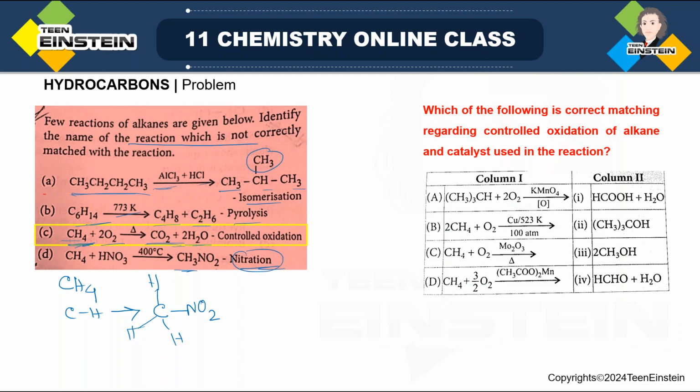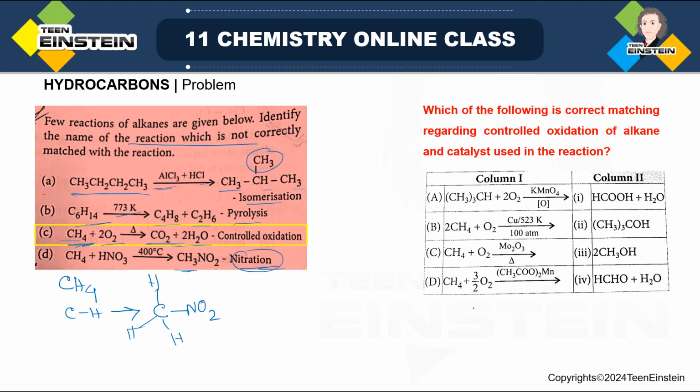Which of the following is correct matching regarding controlled oxidation of alkane? Now you can see some examples of controlled oxidation. Option C in the previous question is not controlled oxidation, right? So in controlled oxidation that we finished in the last class, you have seen different types of metal catalyst or metal related catalyst, maybe some oxide of metal, or some other compounds of metal. Depending on what catalyst you have taken and also the reaction condition, you get different types of products.